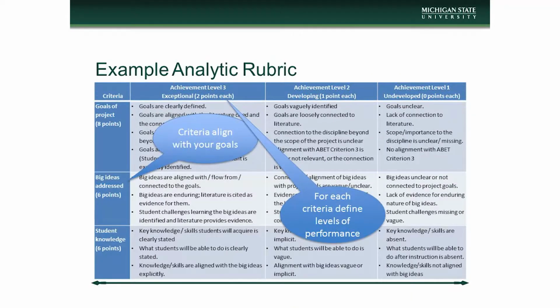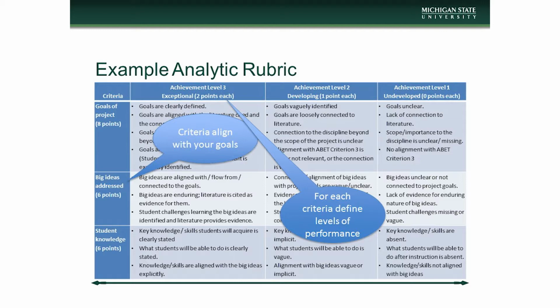All right, so here's an example of an analytic rubric. This is from a course that I've taught. It's a graduate level seminar on the foundations of engineering education. And so this is a rubric for a project that these graduate students have to do. These are PhD students. So it's a graduate level course. It's different than a freshman course.